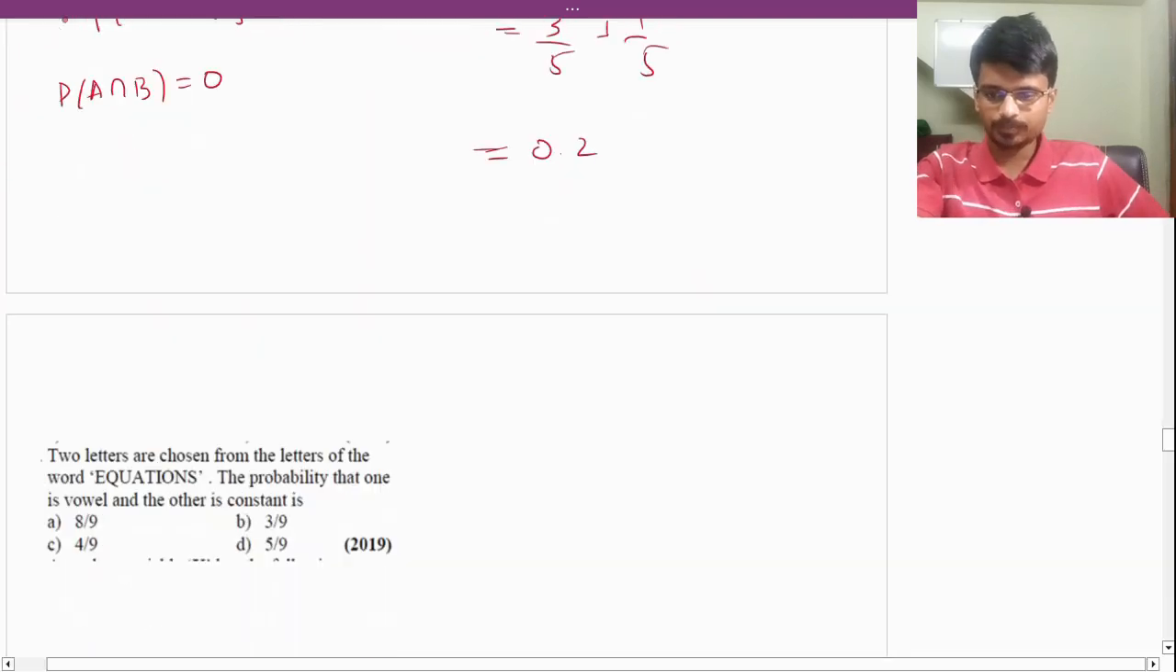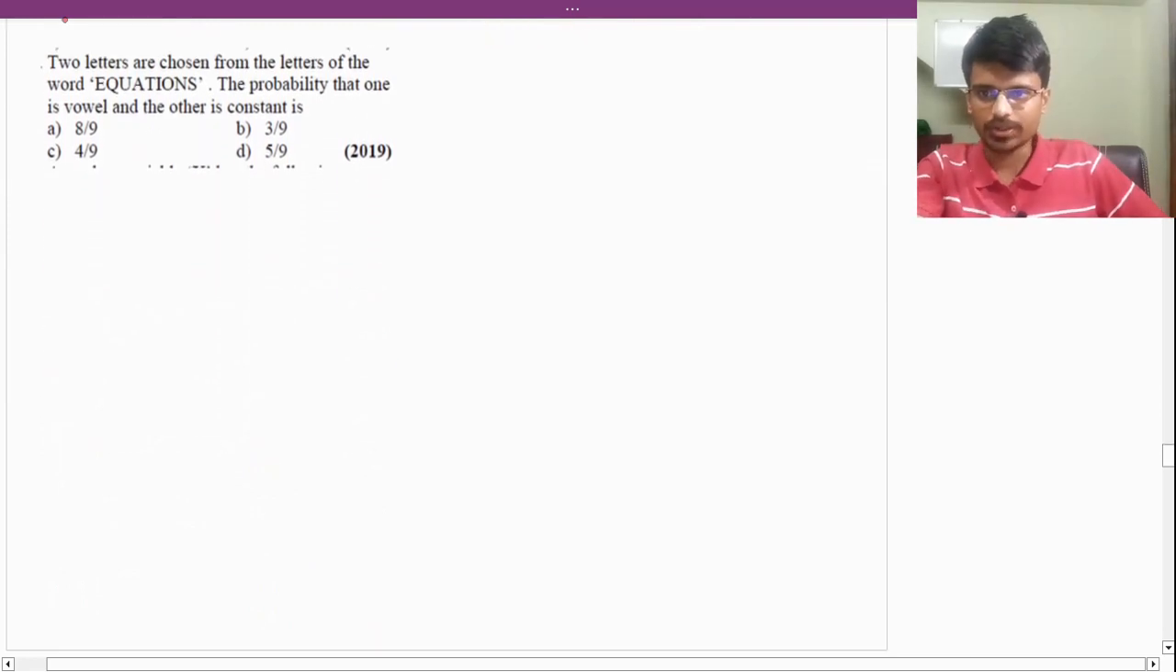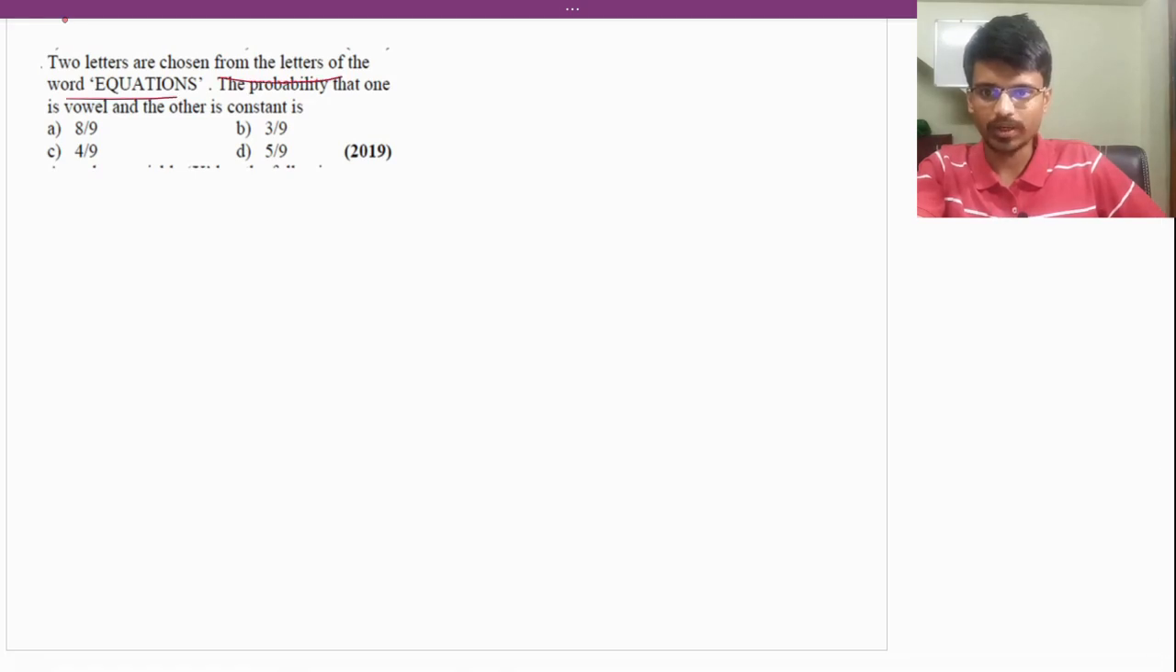Moving on. Okay, so this one is a good question. Two letters are chosen from the letters of the word EQUATIONS. The probability that one is a vowel and the other is a consonant is. So they are saying chosen.